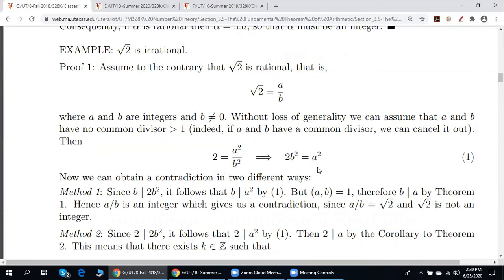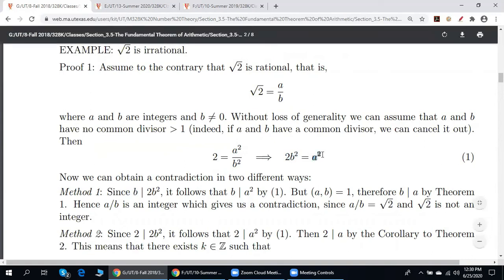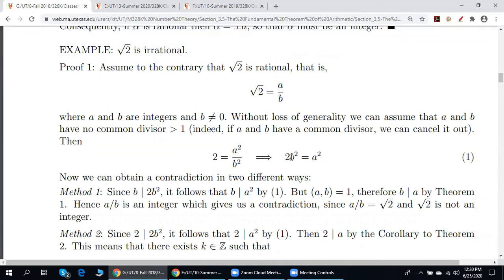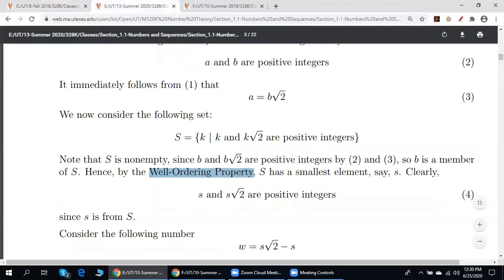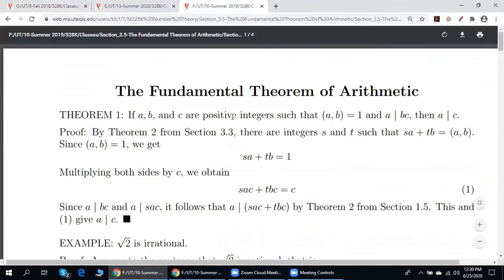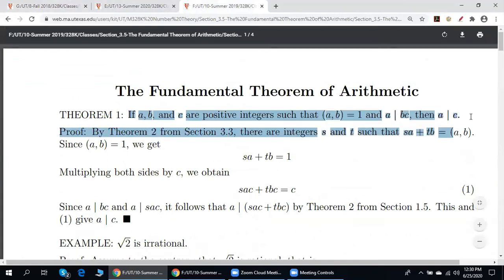The shortest way is the following. Since the left-hand side is divisible by b, the right-hand side is divisible by b, so a square is divisible by b. But at the very beginning, we assume that a and b are relatively prime. Since b divides a square and a and b are relatively prime, b divides a by theorem 1 from this section, by this. We discussed this proof.